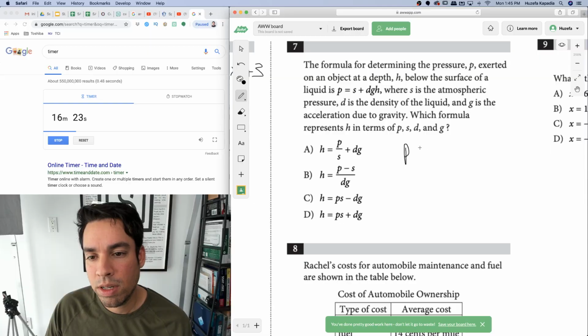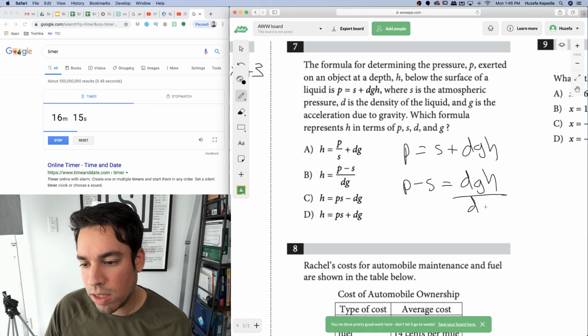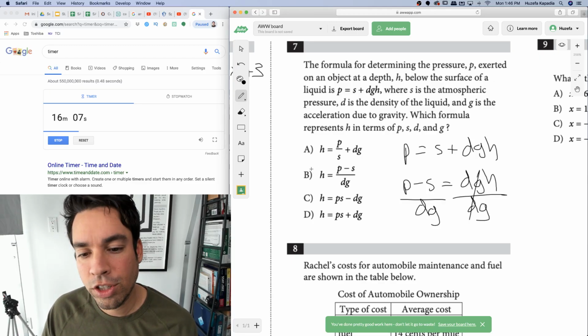So let's write it out. P equals S plus dgh. I'm going to subtract S from both sides first. Then I'm going to divide both sides by dg. And that's it. h equals P minus S over dg.